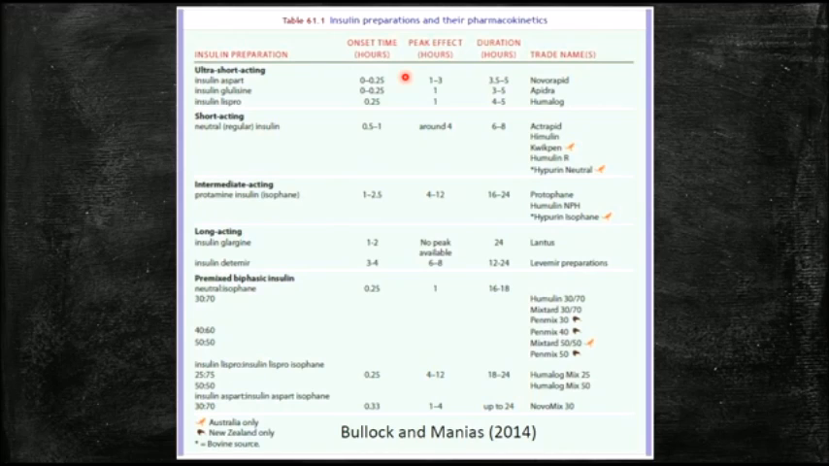Ultra short acting is the only type of insulin that you can give while you're eating. Everything else you should be giving before you eat, in terms of the ones that are used during the day. So short acting, as you can see, can take up to an hour to actually kick in. And so you want to give this at least 15 minutes to half an hour before your meal.